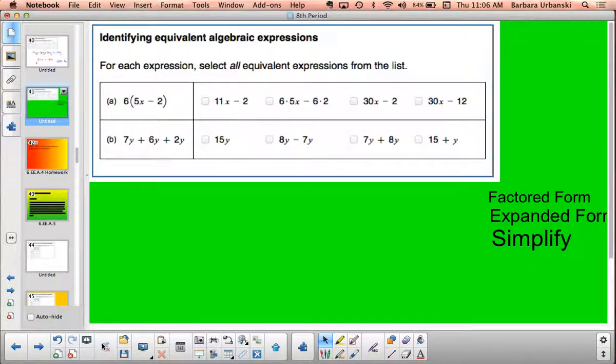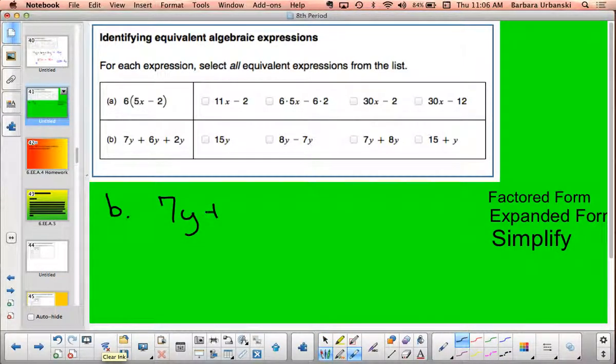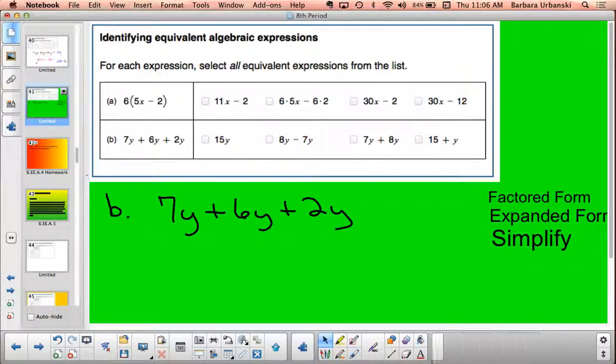The next one we're looking at would be B. They're giving us 7y plus 6y plus 2y. I'm asking the students to make sure that they understand terms are separated by addition or subtraction signs. Here we have 3 terms. One would be 7y. The second term is going to be 6y, and then the last term we have would be 2y.